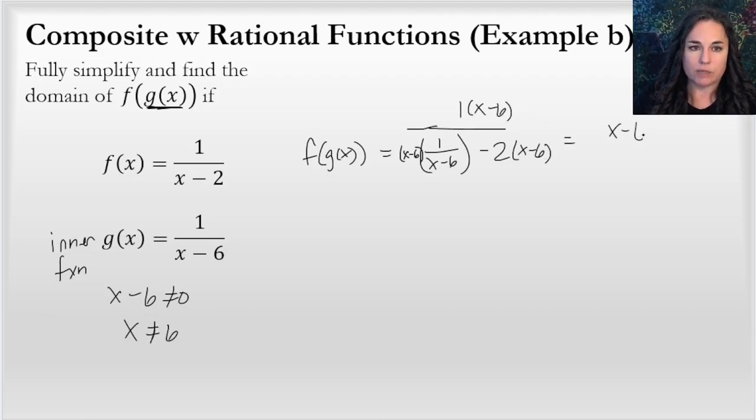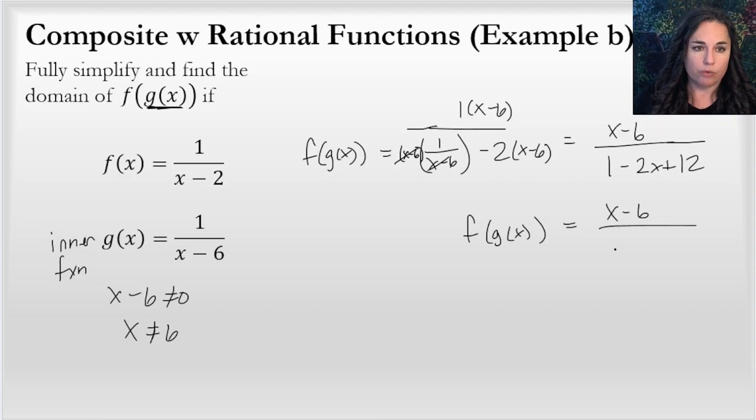So I'm going to get an x minus 6 in the numerator. In the denominator, I'm going to get 1, right, because these two cancel. That leaves a 1. Minus 2x plus 12, yes? So f of g of x is x minus 6 over what? Negative 2x plus 13. Okay, so that gives us our other boundary condition here. We cannot have this term equal 0. Negative 2x plus 13 cannot equal 0.